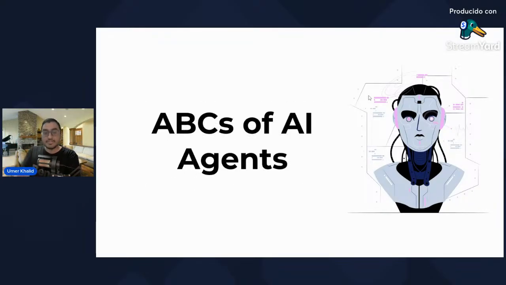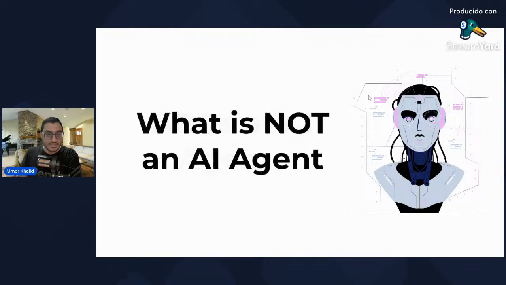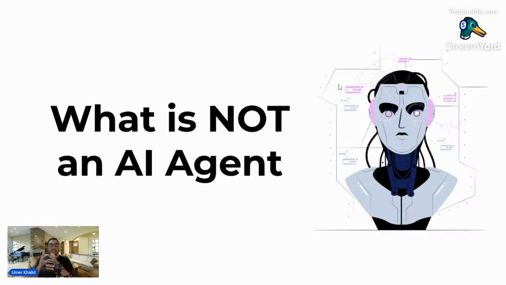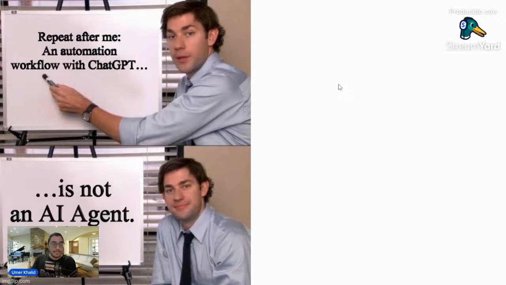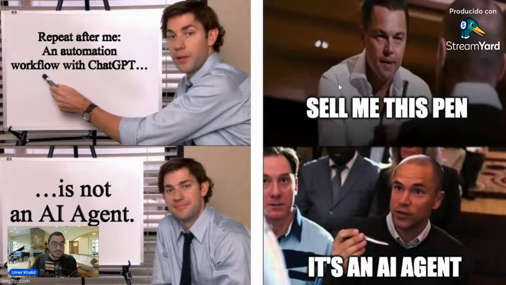First things first, you need to know the ABCs of AI agents, because without knowing the basics of AI agents, I can't really tell you how to include them in your project. To know about AI agents, you really need to know what exactly is not an AI agent, because if you know what is not an AI agent, it's much easier to understand what is an AI agent. So here we go. First up, repeat after me: an automation workflow with ChatGPT is not an AI agent. Also, if somebody tells you that 'sell me this pen' is an AI agent, that doesn't make it an AI agent.